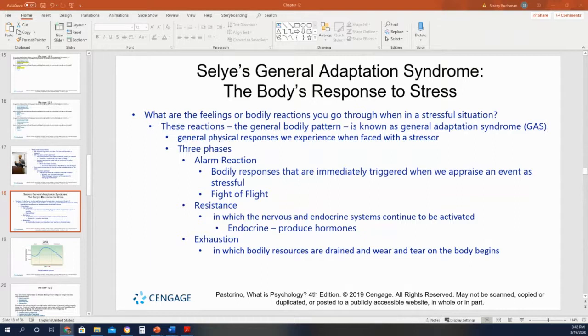Then your body starts to react to the stress. That's known as general adaptation, or GAS. So it's the physical response that you're going to have when you face a stressor. So there's 3 phases of it. We first have the alarm reaction. So our fight or flight response.